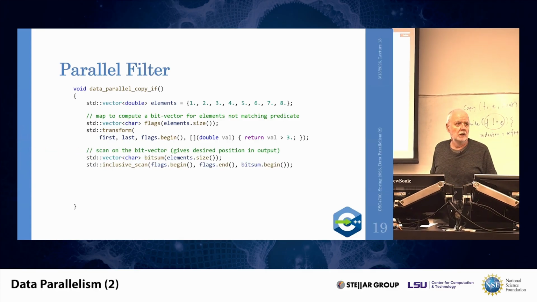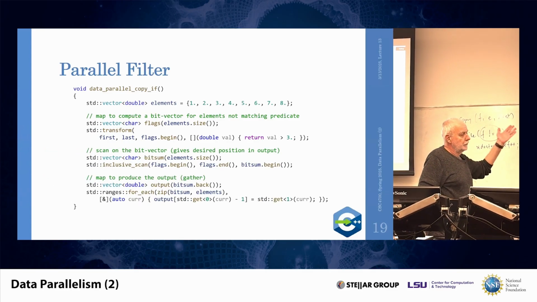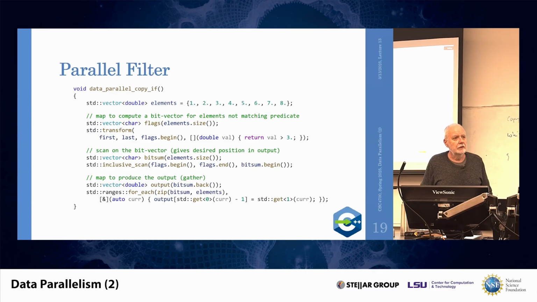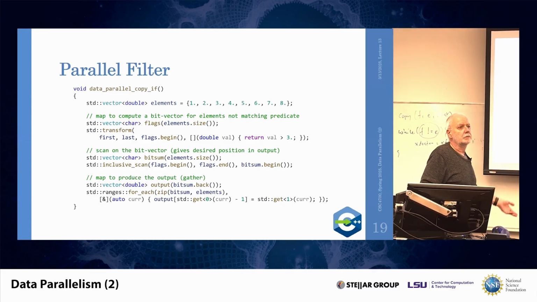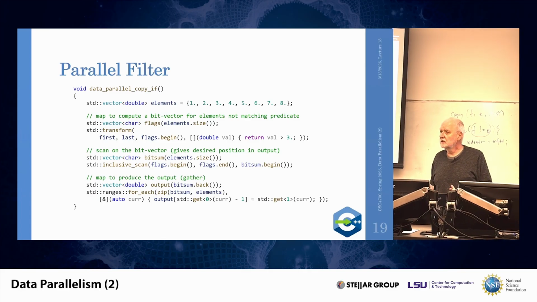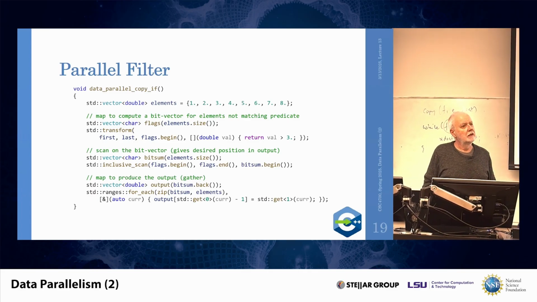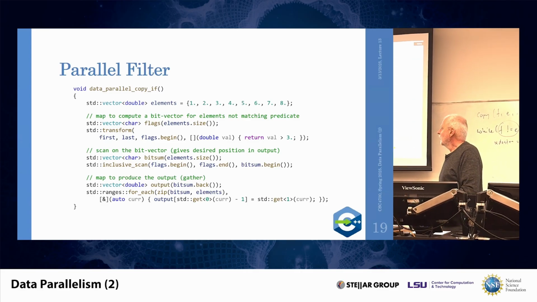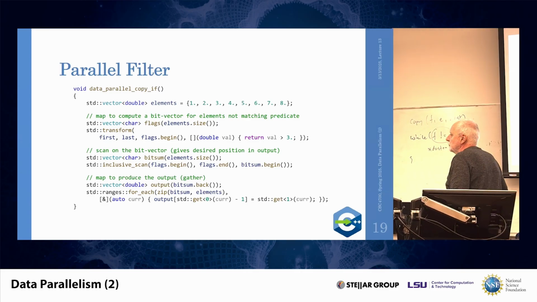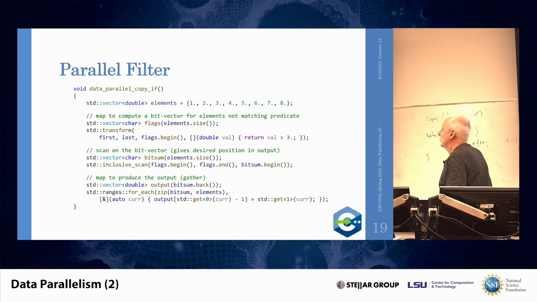Fairly straightforward. And if you look at the implementation of copy_if in the standard library, the parallel version of copy_if, you will see something like that happening behind the scenes, because it's the only way to get copy_if implemented in parallel. Sequentially, it's not a problem, but in parallel, you have to jump through some hoops before you can do the actual copy operation.